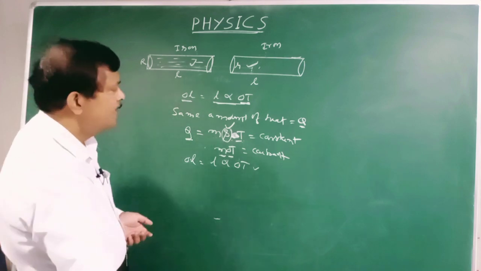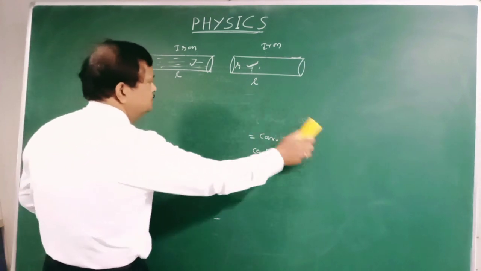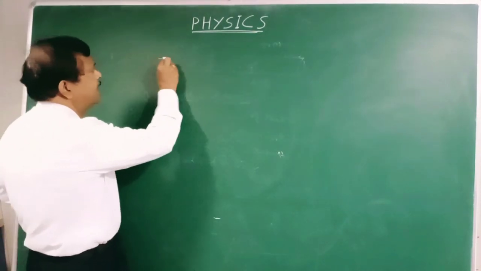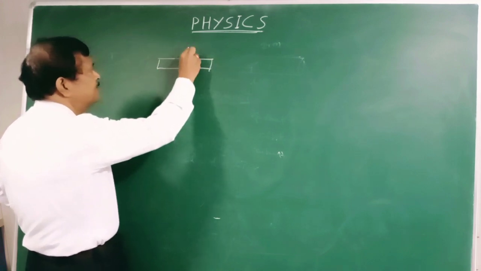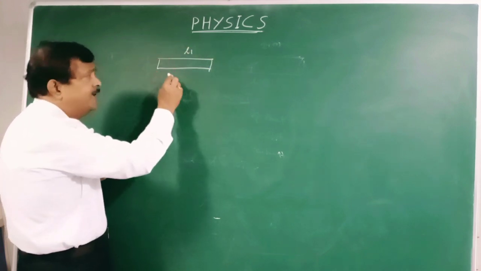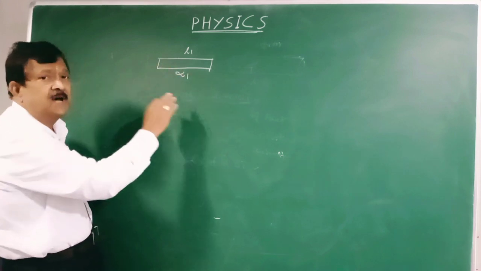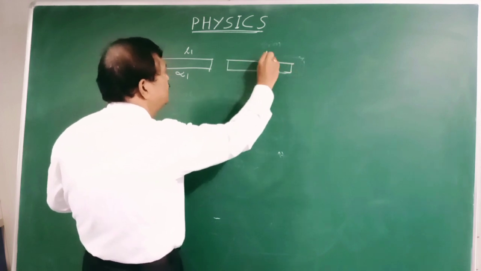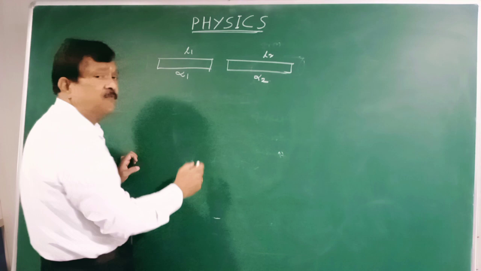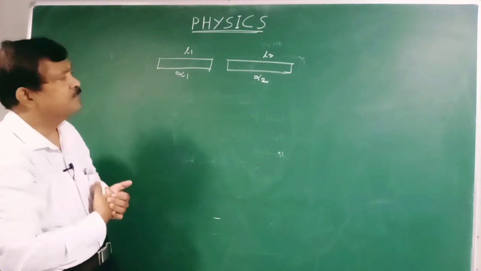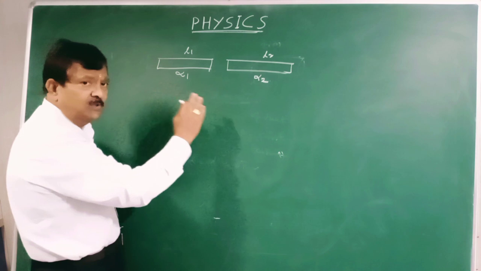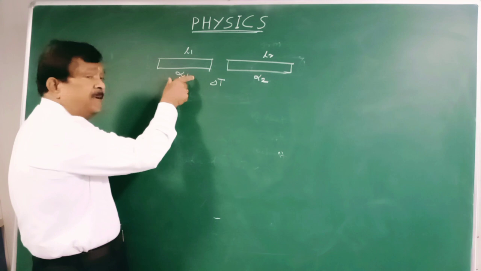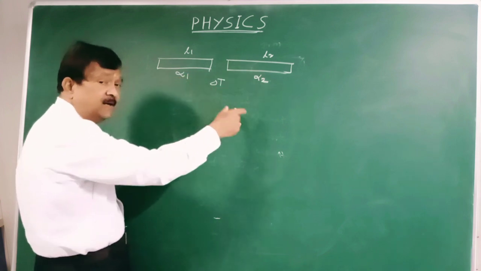Now let us move on to another application. Suppose I have taken a rod of length L1. It is made up of a material whose coefficient of linear expansion is alpha 1. Now I will take another rod of length L2 made up of another material of coefficient of linear expansion alpha 2. For both of them, let the change in temperature be the same. Change in temperature delta T here and here also delta T.